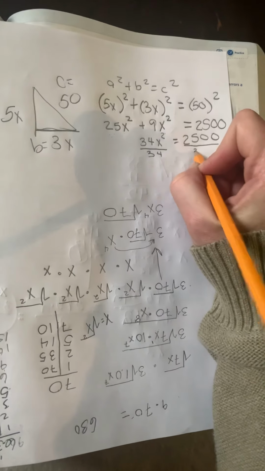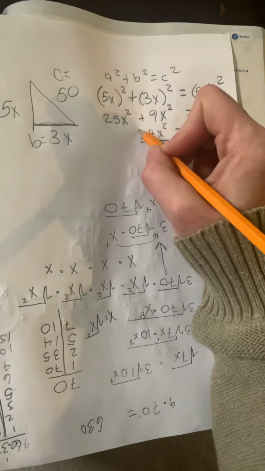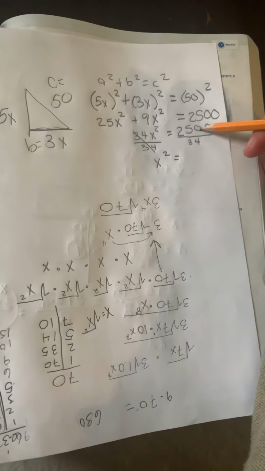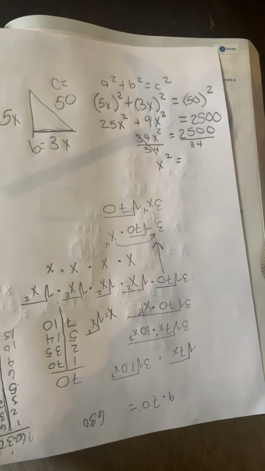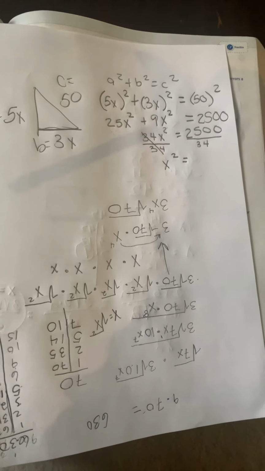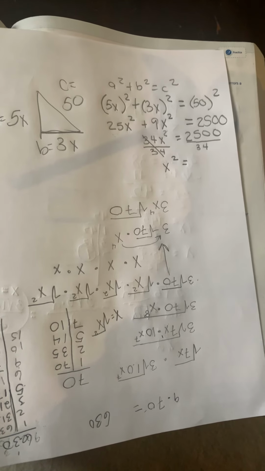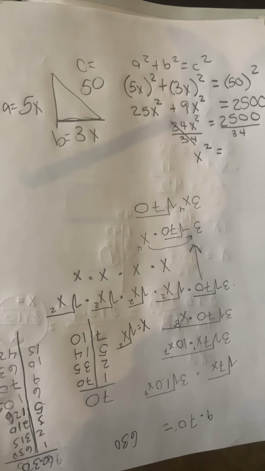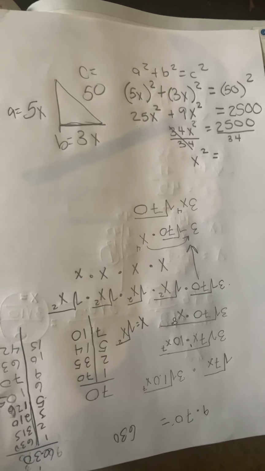Oh, yeah, that's fine. So we got to divide 34 on both sides. X squared equals, yeah, I'm not going to try and do that in my head. Can you do 2,500 divided by 34? Yeah. Oh. Can we write it down? No, it's a decimal answer.